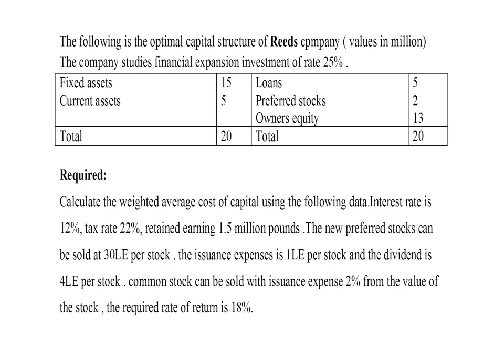He gives you here some data about the company, which we are going to use in the solution. Retained earnings 1.5 million. The new preferred stock can be sold at 30 pounds, and its issuance expense is 1 pound per stock, and the dividend is 4 pounds per stock. Common stock can be sold with an issuance expense of 2% of the value of the stock. The required rate of return is 18%.